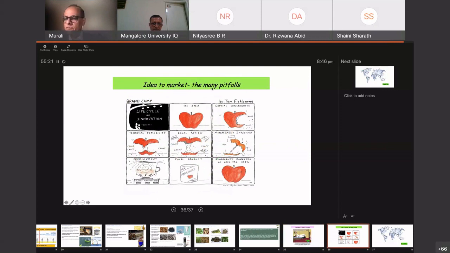Idea to market, there are many pitfalls. And I talked about one pitfall, right? One of the big mistakes that we made in Tata Swatch is using a non-food grade ingredient for capping. That was a big mistake that we made. So we lost a year in that process.